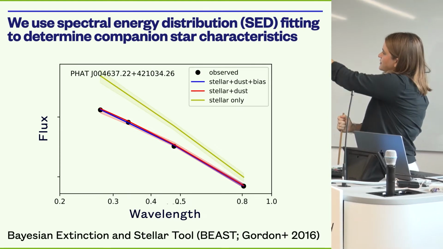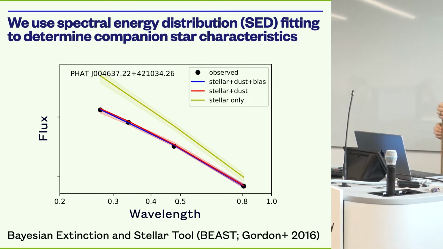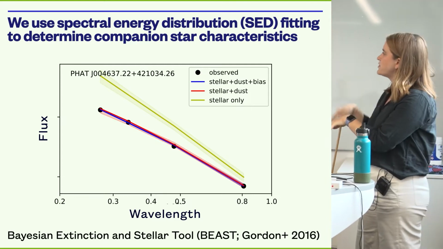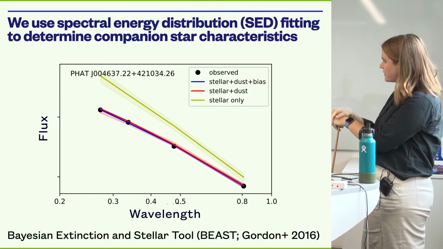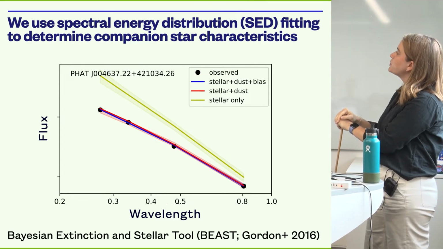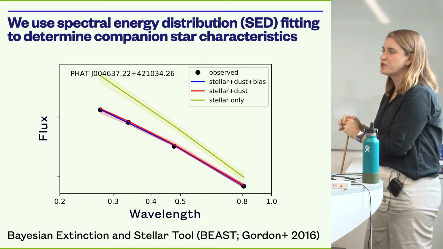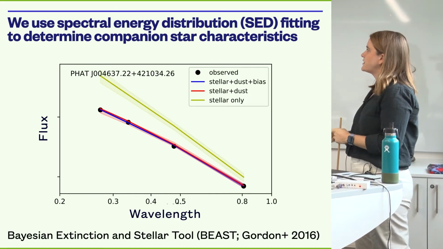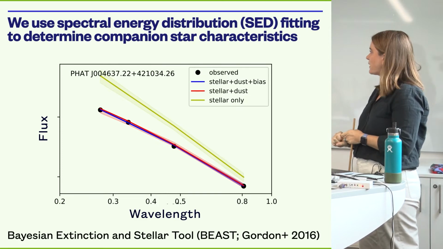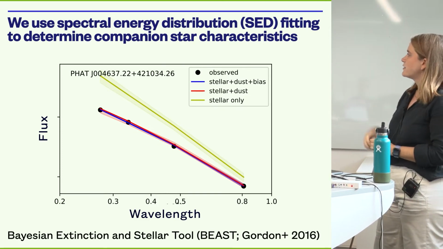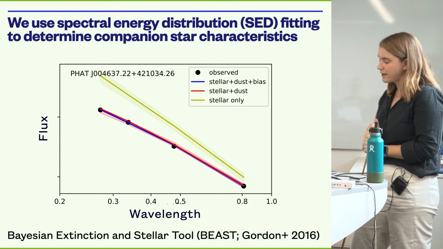The 4 dots there indicate its observed brightness in these 4 different bands. These are the 2 near UV and optical bands. And the blue line is the one for you to pay attention to, which is the full model that incorporates the stellar, dust, and the measures of photometric bias. So you can see that this is a strong fit to our data.